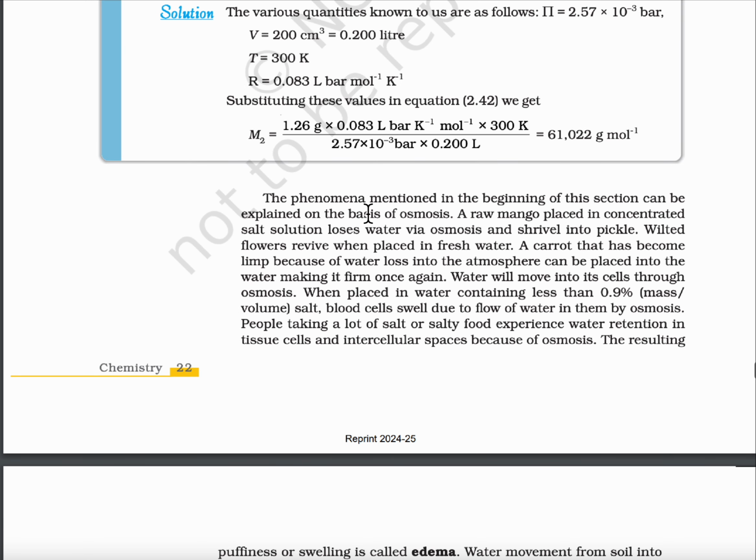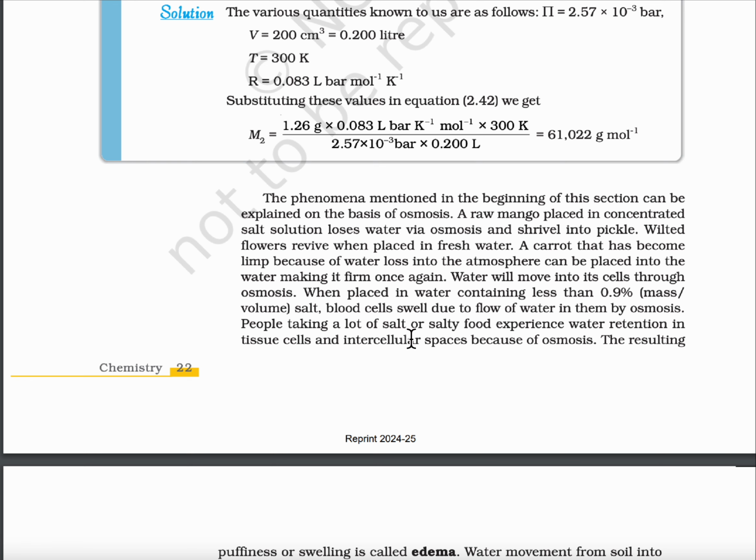Now the phenomena mentioned in the beginning of this section can be explained on the basis of osmosis. A raw mango placed in concentrated salt solution loses water via osmosis and shrivels into pickle. Wilted flowers revive when placed in fresh water. A carrot that has become limp because of water loss into the atmosphere can be placed in water, making it firm once again. Water will move into its cells through osmosis. When placed in water containing less than 0.9% salt, blood cells swell due to the flow of water into them by osmosis.